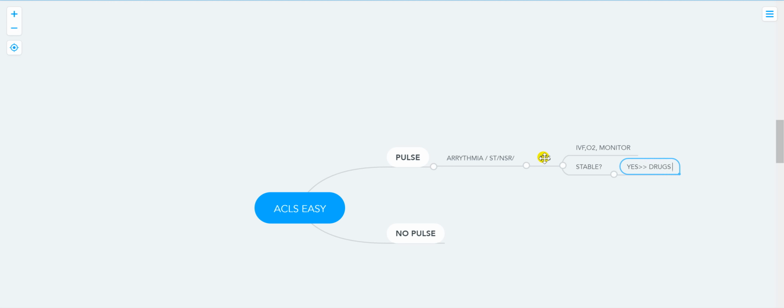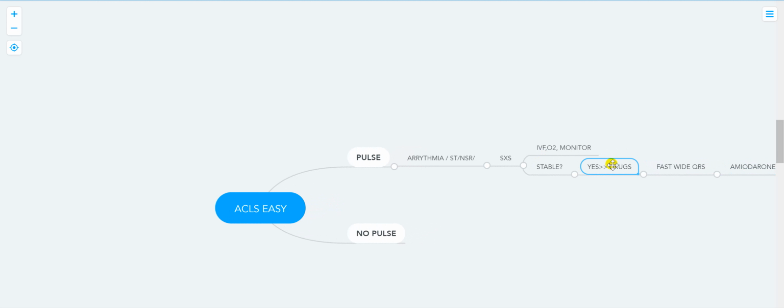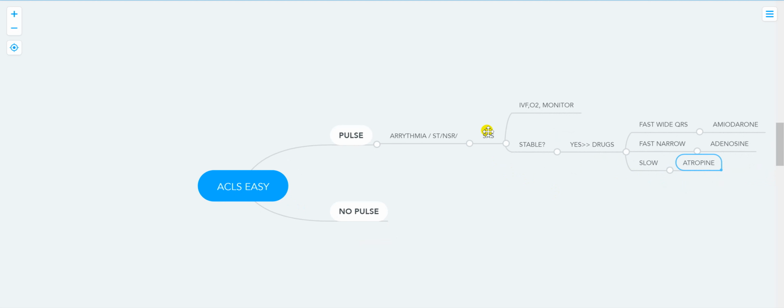The drugs will be different. If it is fast plus wide QRS, what do we give? We give amiodarone. But if it is fast and narrow, we give adenosine. If it is slow, then we give atropine. Okay, so this is for the stable patients, with symptoms.